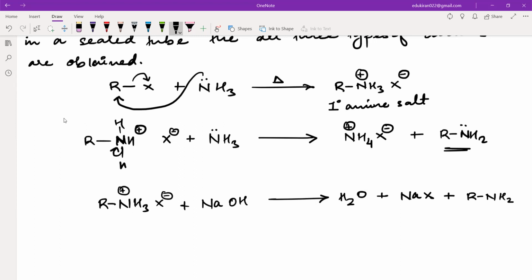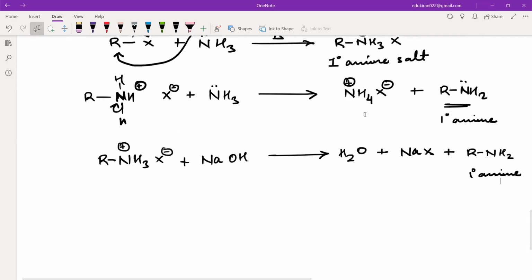Okay, let me know if this is fine. Correct? Any problem till here? No. So you first make the 1 degree amine salt, then you treat it with base, and after treating with base you get a 1 degree amine. Here also a 1 degree amine.